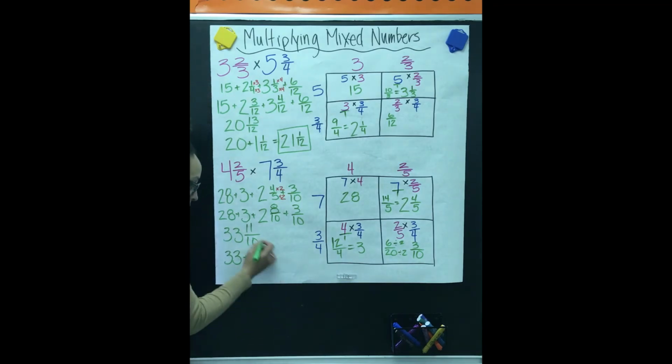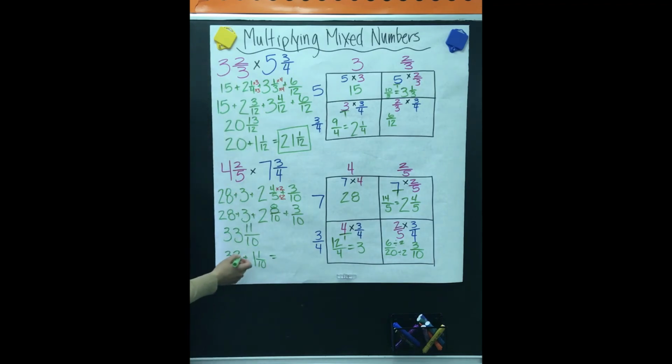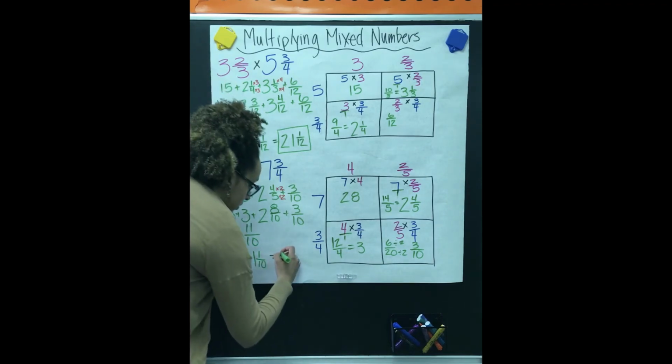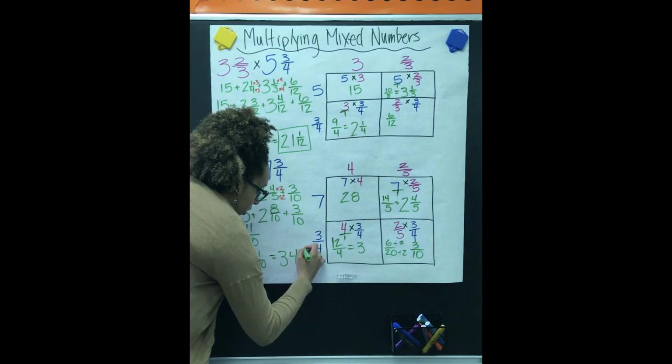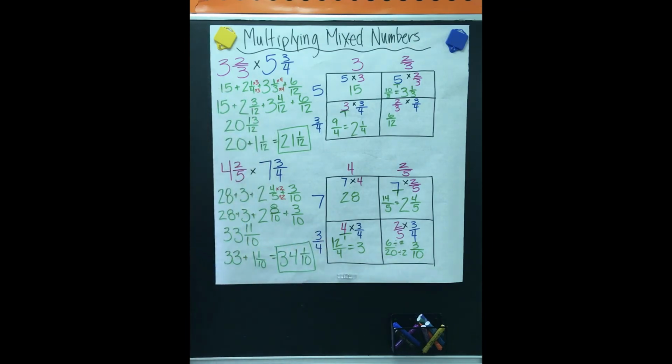And what do we observe about this? 1/10 is what kind of fraction? Which means that when we add it to our whole number, it's going to be in its simplest form. So we go 33 plus 1 and 1/10 equals 34 and 1/10. So that is how you multiply mixed numbers.